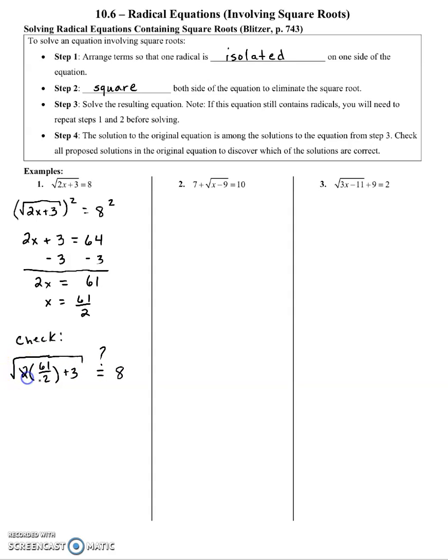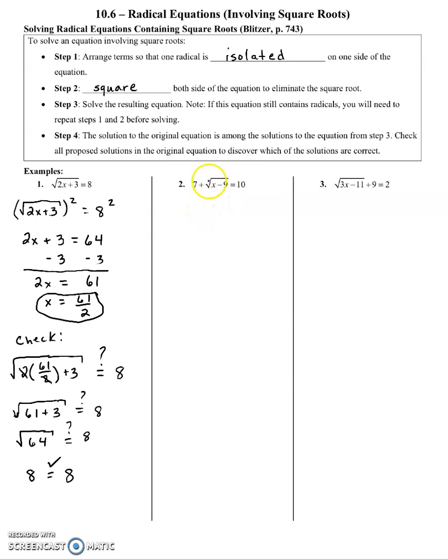So the 2 and the denominator of the 61 over 2 cancel each other out, and we're left with 61 plus 3. We still need to know if that equals 8. Sorry, the 61 plus 3 is under the radical. So we have the square root of 64. Does that equal 8? Well, the square root of 64 is 8, so yes, that checks. So x equals 61 over 2 is indeed a solution.